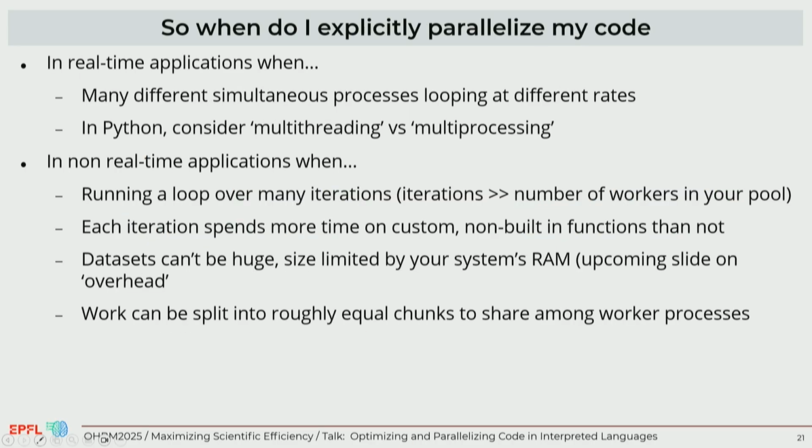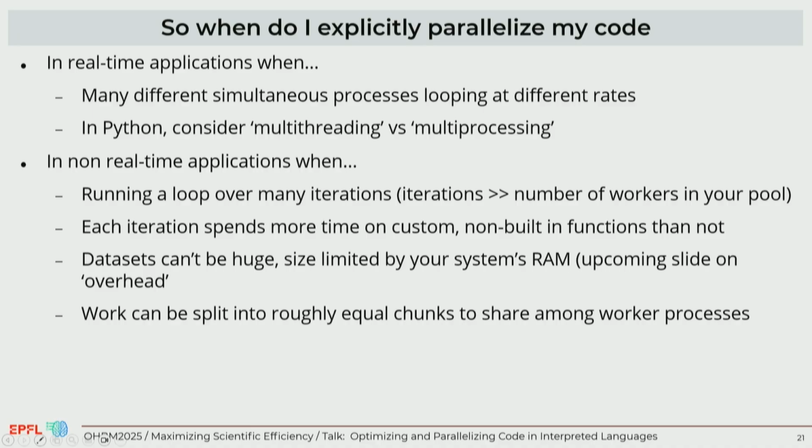So I've told you all about the reasons why parallelizing might not be great, but when is it a good idea to parallelize your code? So number one, I don't think it's as applicable here, but would be real-time operations. If you have multiple blocks of code that need to be continuously looping and talking to each other, and they run at different rates, then yeah, parallelizing is the only way to do it.